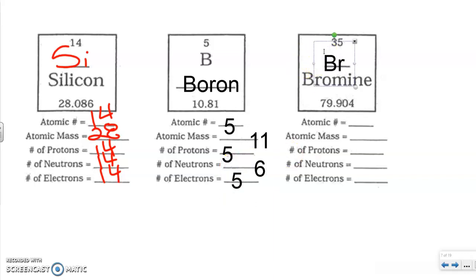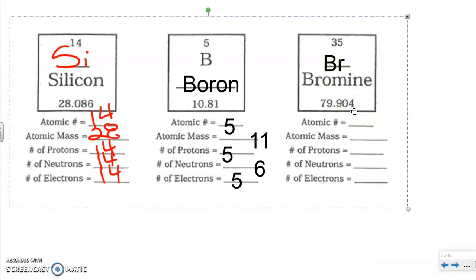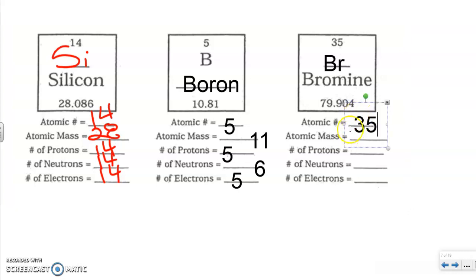Bromine, in its pure form, is a gas. The atomic number is 35. The rounded mass is 80. The protons are 35. The neutrons are 80 minus 35. And the electrons are 35.